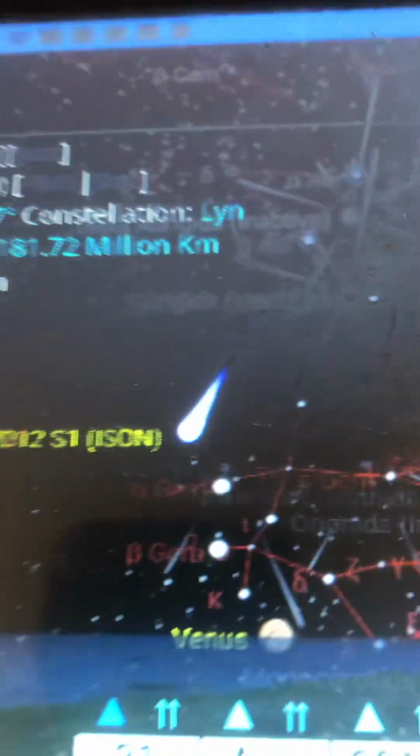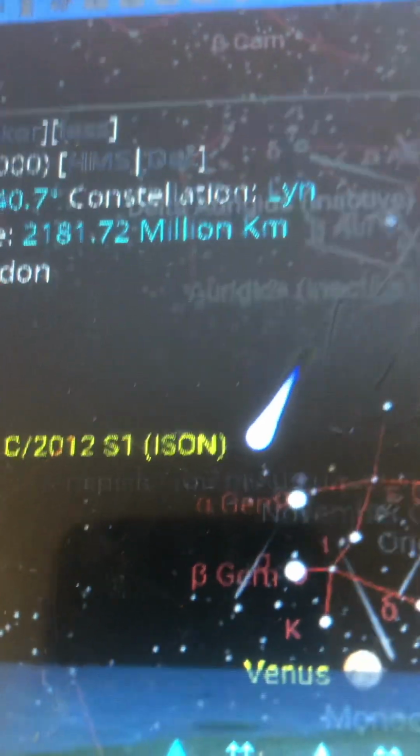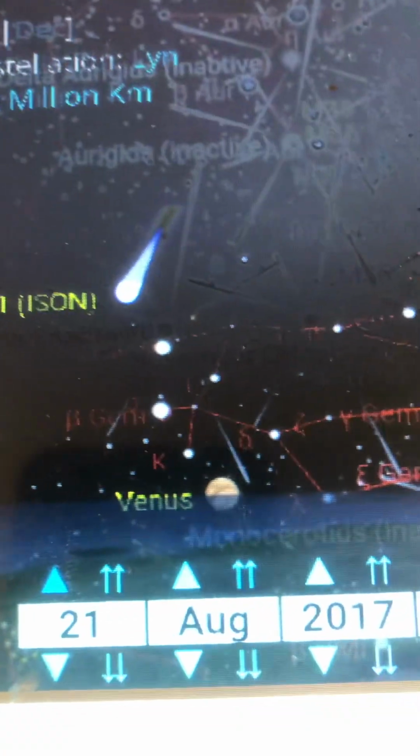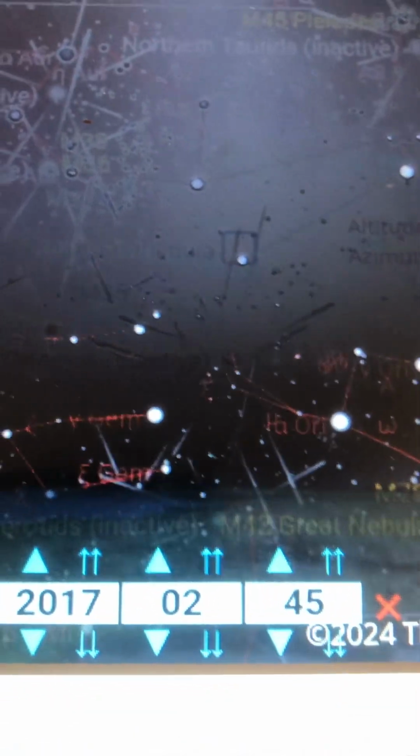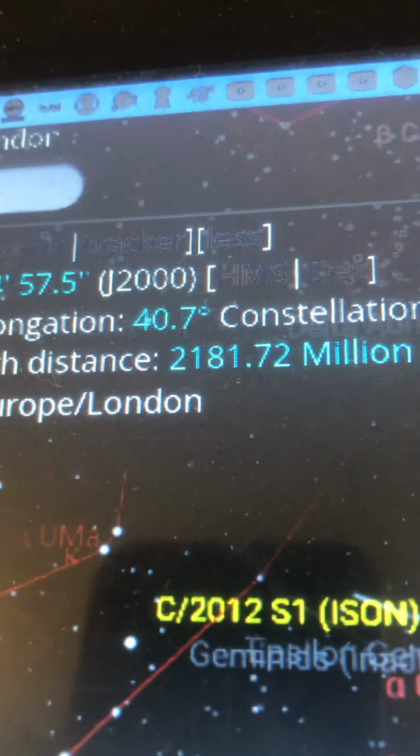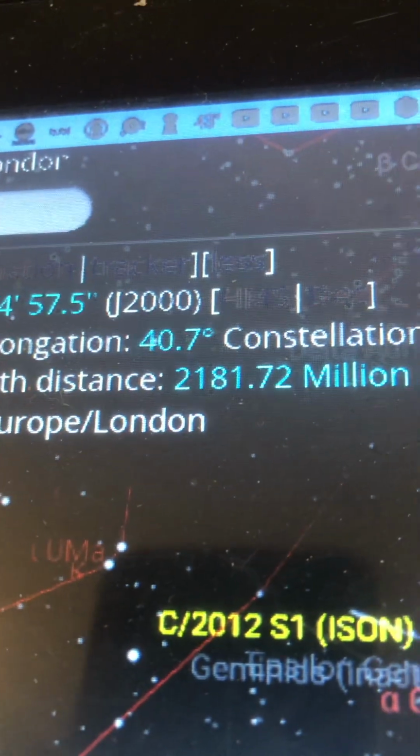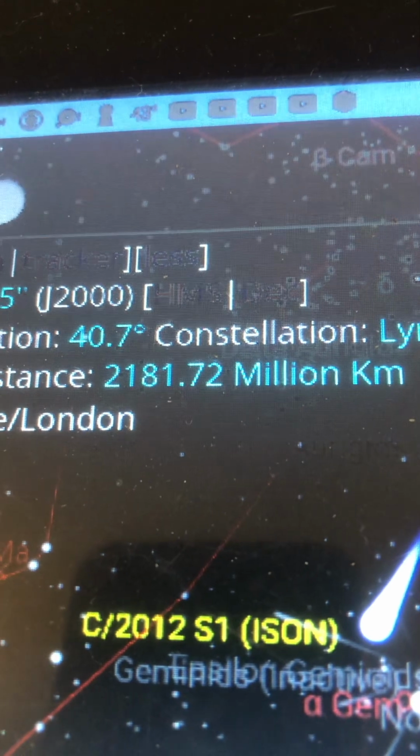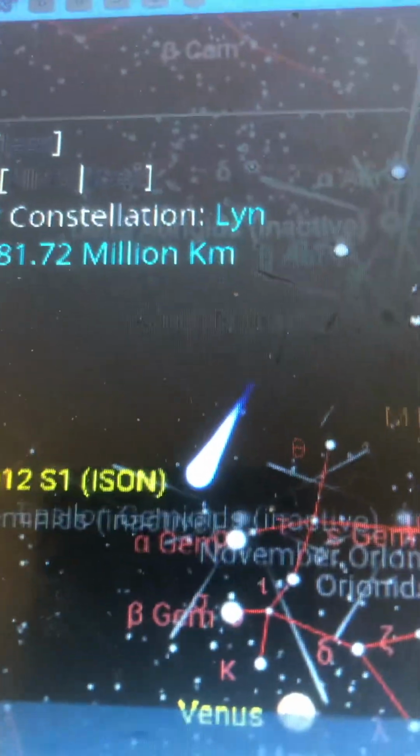That's why when I first seen the total eclipse coming, I knew it had something to do with Comet Ison, pushing the moon out the way. That's exactly what it's doing. And then look at the distance. You might say 2 million miles, 2 million kilometers. It was that close to us that day too.